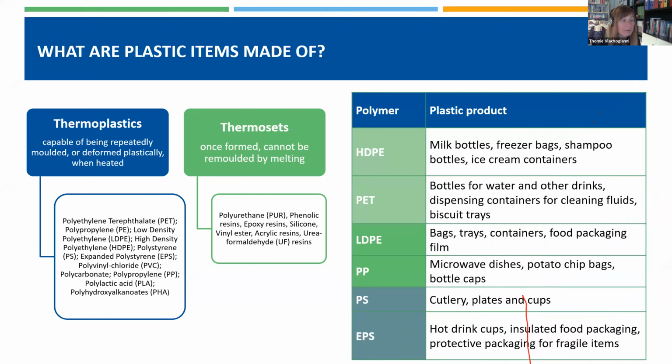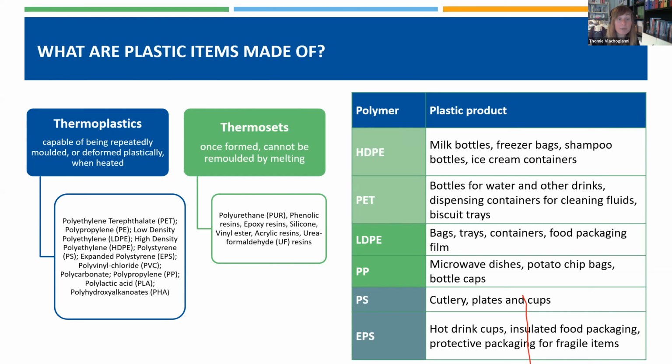So, in order to understand plastics a little bit better, their behavior, and the possibilities that exist for their end-of-life treatment, plastic items are classified in two major categories: thermoplastics, which are capable of being repeatedly molded or deformed plastically when heated, and this is what we refer to as recycling. And then thermosets, which when formed cannot be remolded by melting. The most common thermoplastics are polyethylene, polypropylene, high and low density polyethylene, polystyrene, expanded polystyrene, polyvinyl chloride, polylactic acid. And when it comes to the thermosets, the most common ones are polyurethane, epoxy resin, silicone, acrylic resins, and so on and so forth. And on the right-hand side, you can see some common products made by certain polymers.